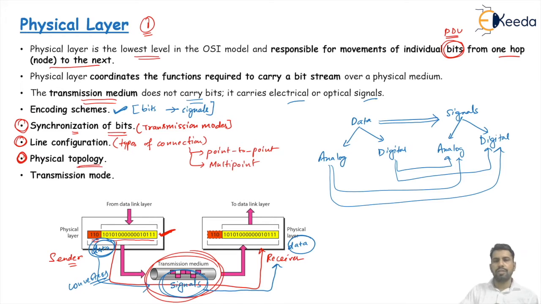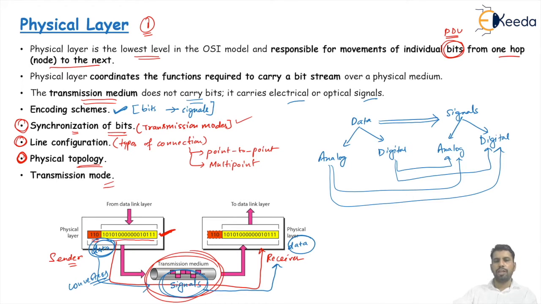Topology is the network structure. Network structure means how our devices are connected in a network that is made by the devices. Topology we already discussed, mainly five types: ring topology, bus topology, star topology, mesh topology, and hybrid topologies. Transmission modes, as I already mentioned earlier, are mainly for the synchronization of bits. So these are the main functions of the physical layer.